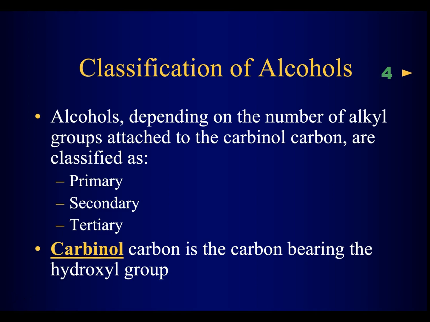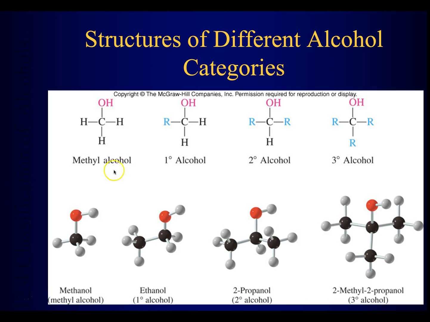Alright, so let's look at a few more properties of our alcohols. Alcohols, depending on the number of alkyl groups attached to the carbonyl carbon, are classified as primary, secondary, or tertiary. The carbonyl carbon then is just the carbon bearing the hydroxyl group. So we are going to look at that particular carbon, whichever one has the hydroxyl group, and see how many other carbons are attached to it. For example, our methyl alcohol here, this carbon is our carbonyl carbon, has the OH, but it doesn't have any other carbons attached. This one's unique, so it doesn't actually have a classification.